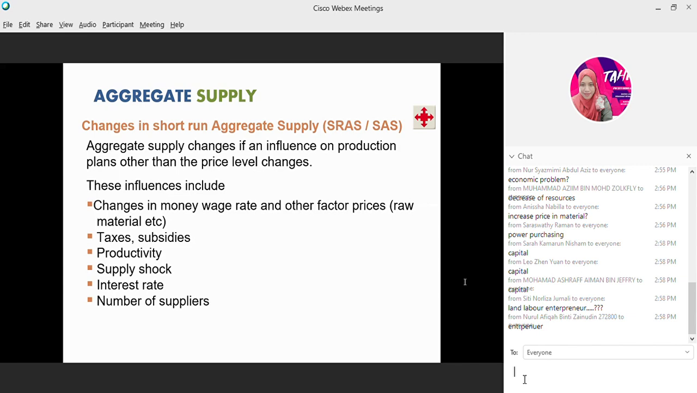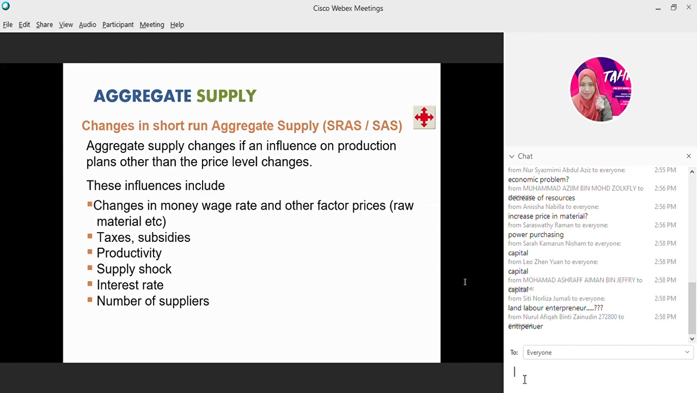Capital. Okay. So we have 4 types of resources. So how are we going to pay labor? We give them income, which we call the wage rate. The wage also refers to the factor price.